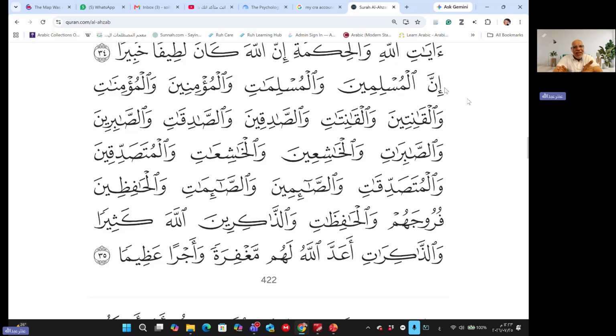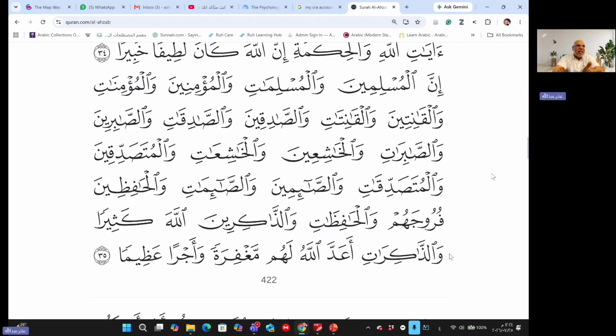Now for the female, it is always alif ta. Alif and ta. And in the Quran, the alif is sometimes written as a small alif, like a dagger alif. So we'll see it here: Muslimat with an alif, Mu'minat with this alif, Qanitat, this alif, sadiqat, sabirat, khashi'at, mutasaddiqat, sa'imat, hafidhat, dhakirat. All of these are called the alif and ta, with the smaller alif. But the interesting thing is that all of them have a kasra at the end. The ta has a kasra.